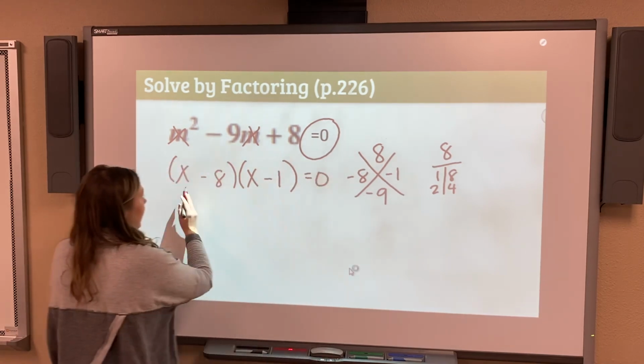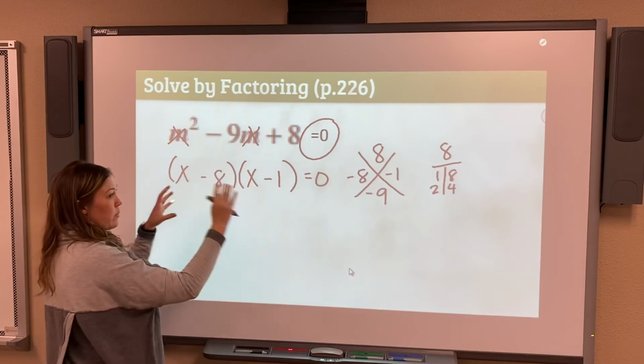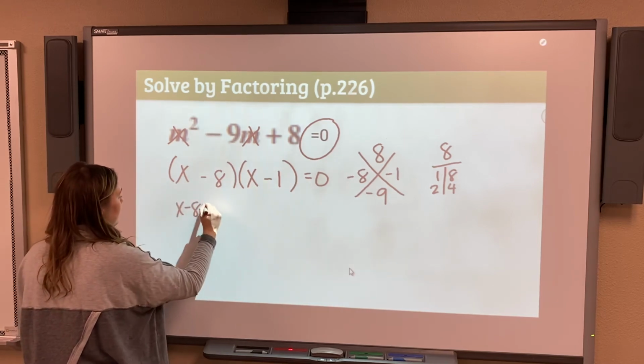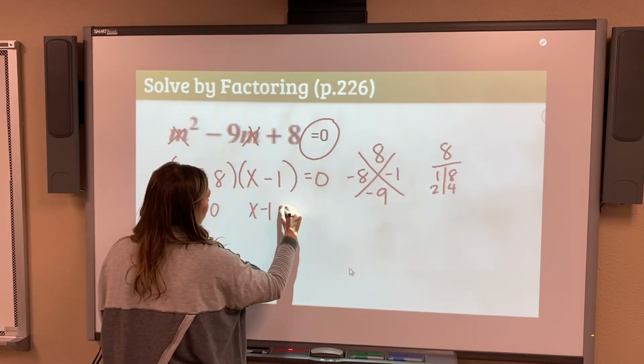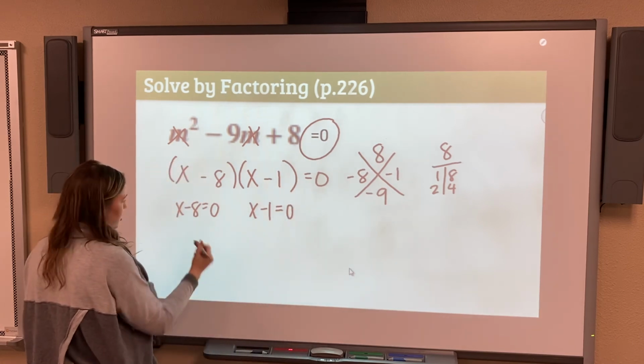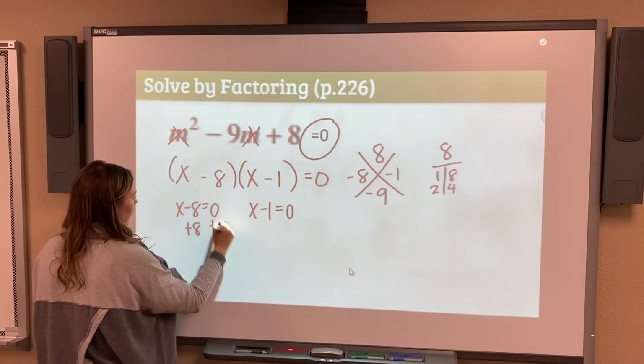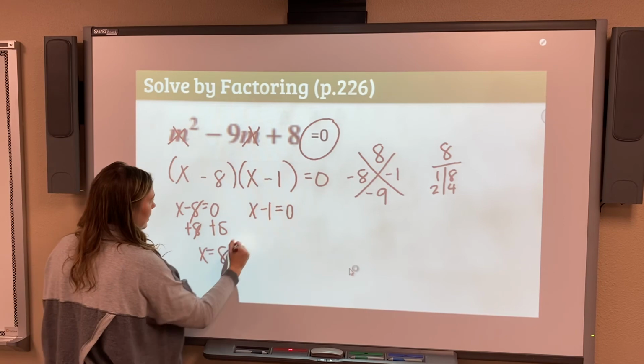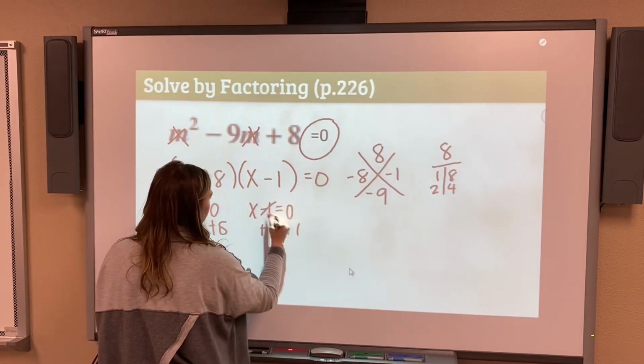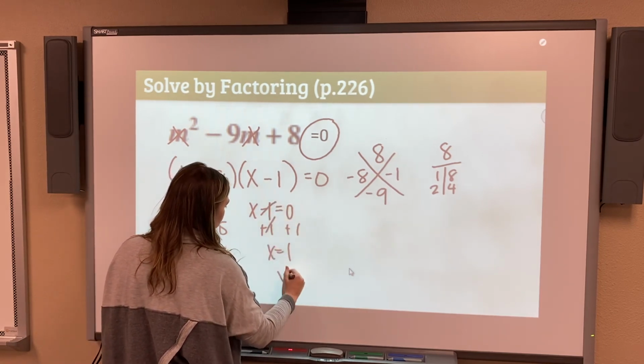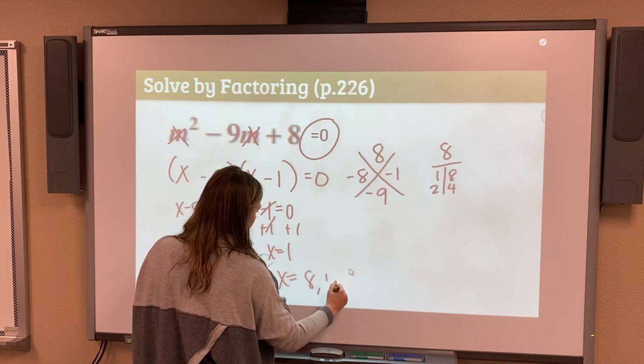Once we've factored that left side, here's where we break it up. x minus 8 equals 0, and x minus 1 equals 0. And then we just solve for x. Add 8, x equals 8. Add 1, x equals 1. So our solutions are x equals 8 and 1.